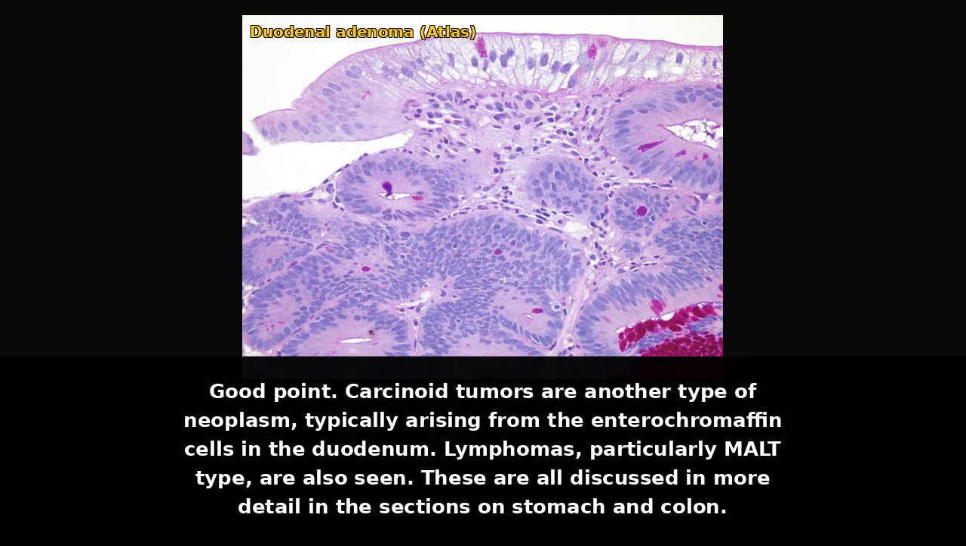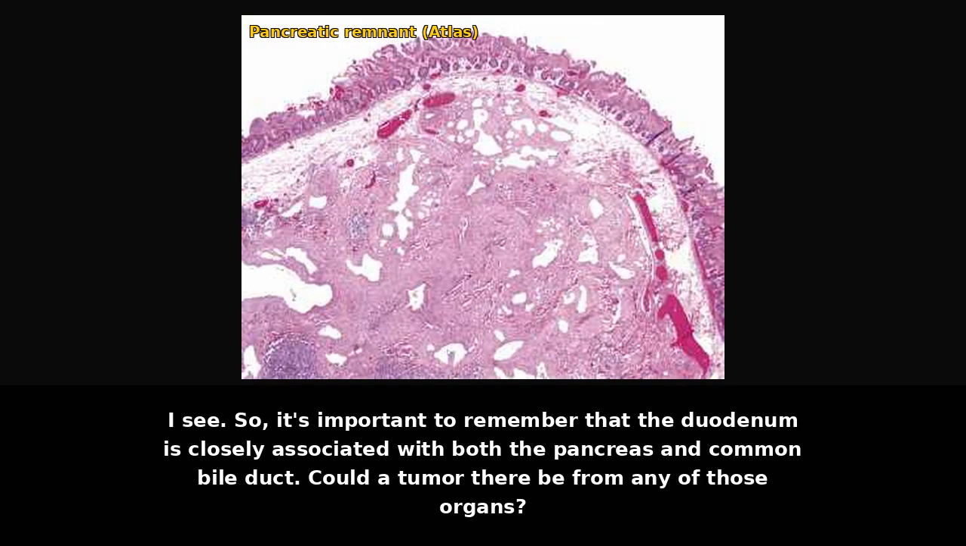Good point. Carcinoid tumors are another type of neoplasm, typically arising from the enterochromaffin cells in the duodenum. Lymphomas, particularly MALT type, are also seen. These are all discussed in more detail in the sections on stomach and colon. I see.